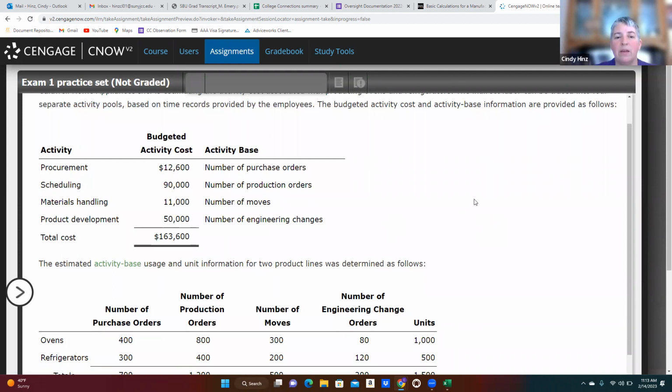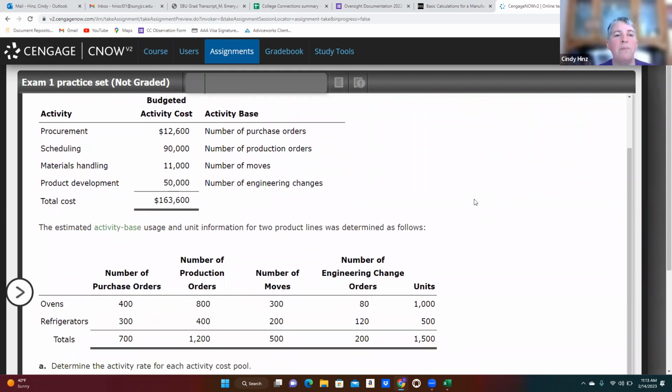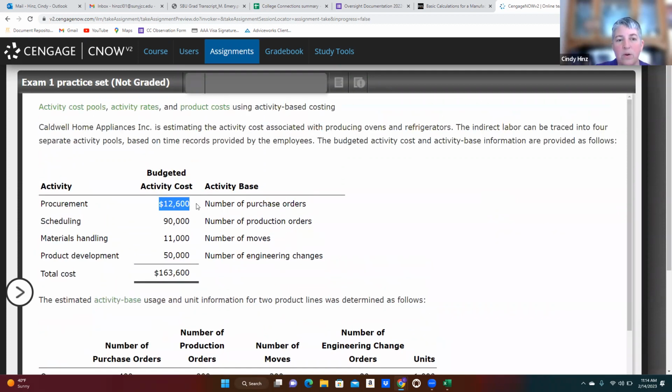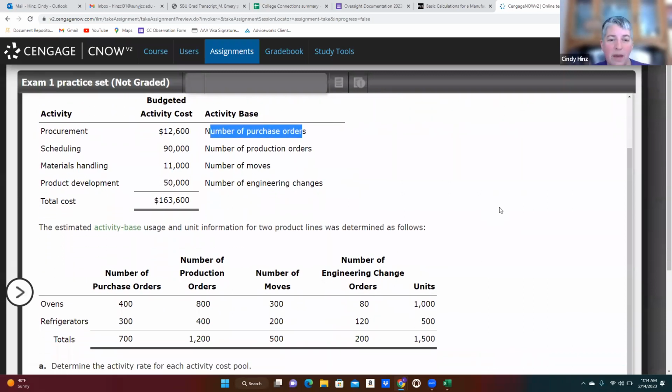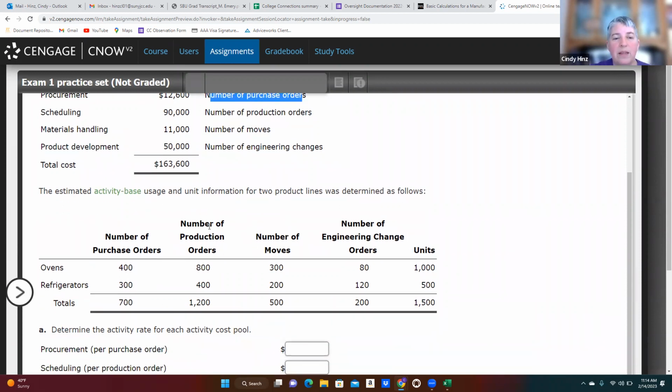So they've already done the calculations for us, but certainly it would be reasonable if we were given the total cost of procurement and the number of purchase orders, we could, oh no, that already is the total, sorry. So they haven't done the calculation for us. So we have the total cost here, and then we know we're going to be allocating it based on number of purchase orders. Sorry about that, brand new book. I haven't done these exercises before. Then we have the estimated activity-based usage for the 2 product lines.